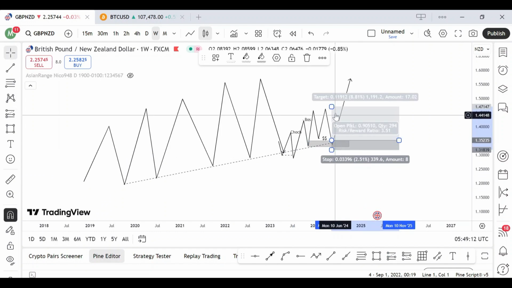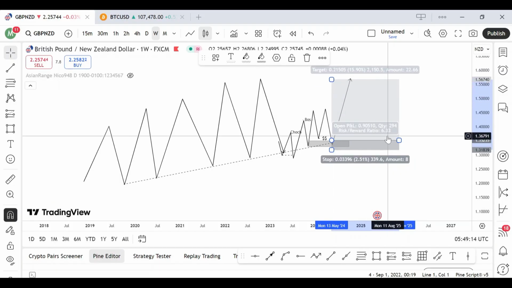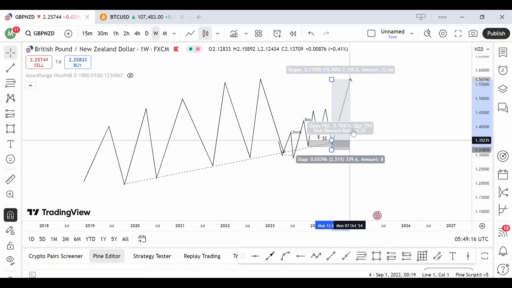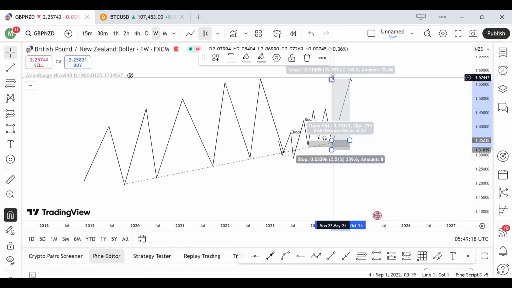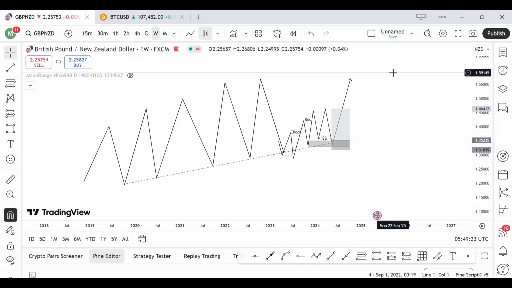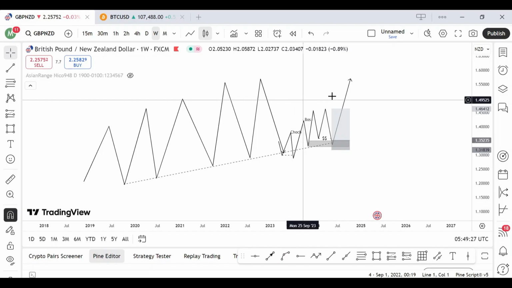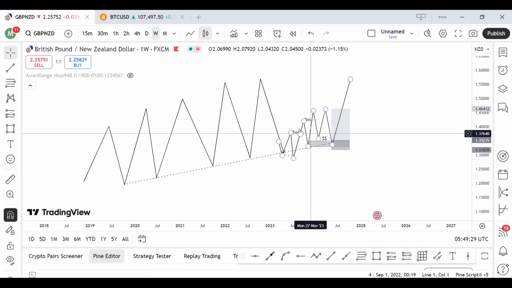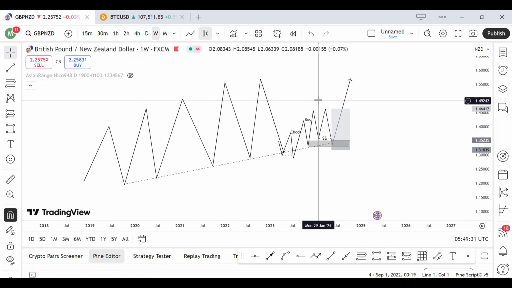Then we target this next high on the higher time frame, or if you don't want to hold it for that long, you can target this high here on the lower time frame. Then you are good to go. So that's how we follow the trend from the higher time frame to the lower time frame.